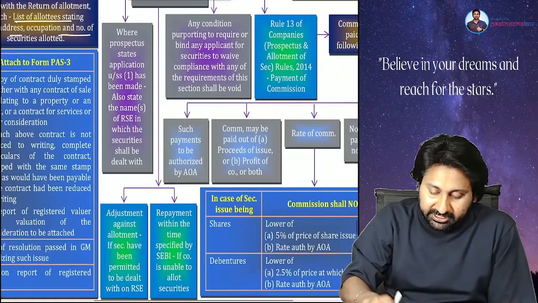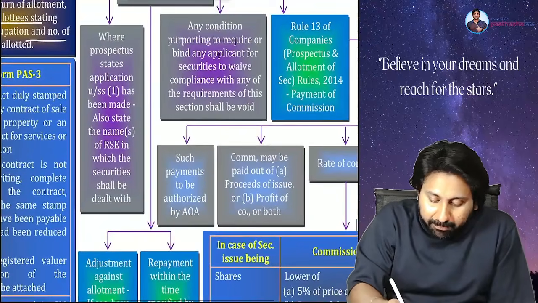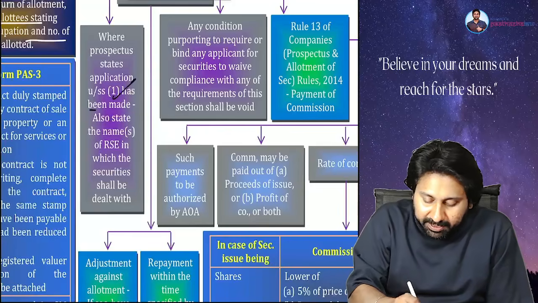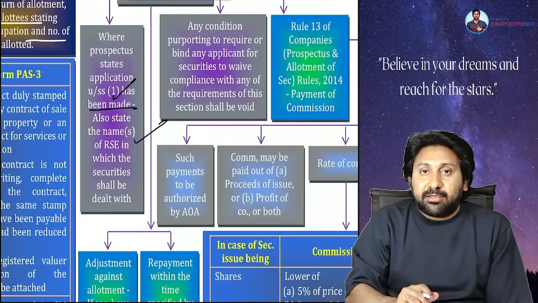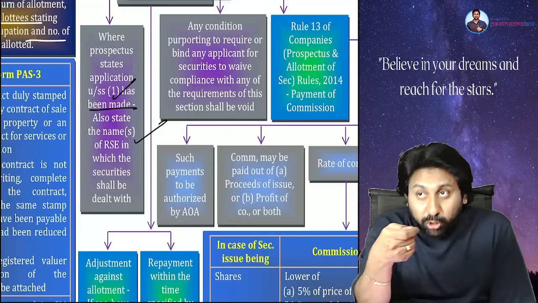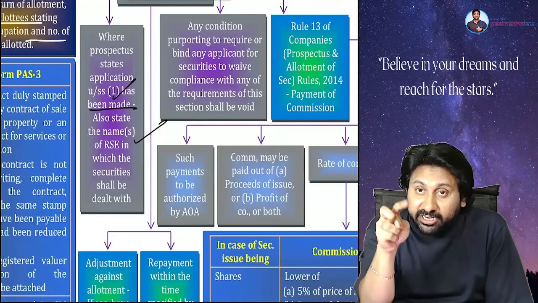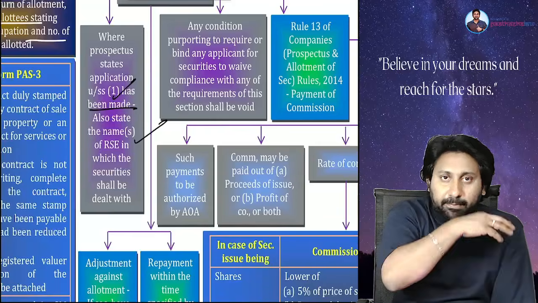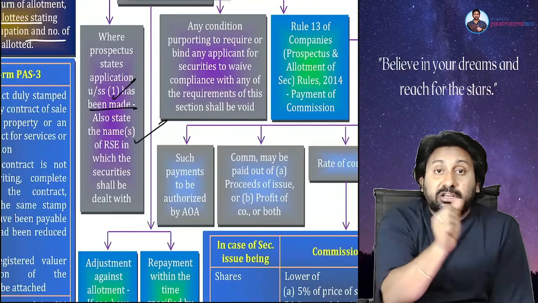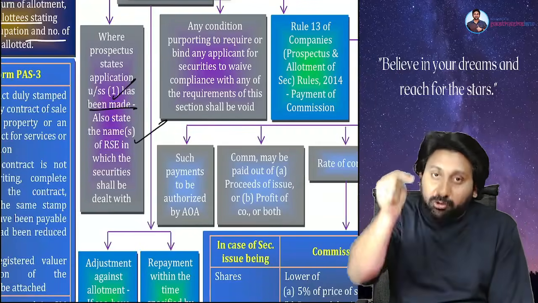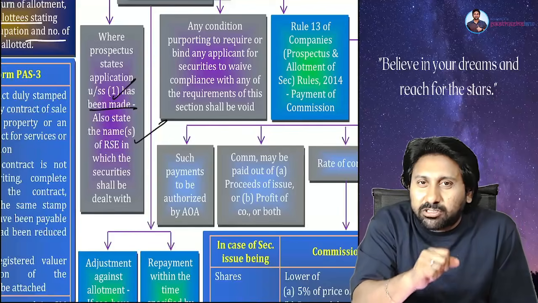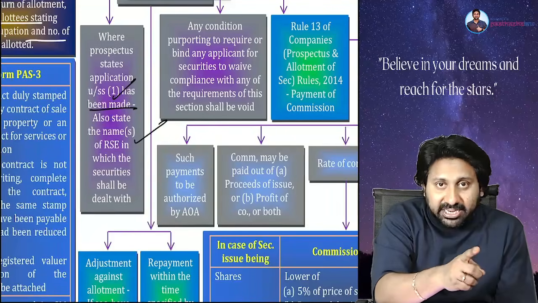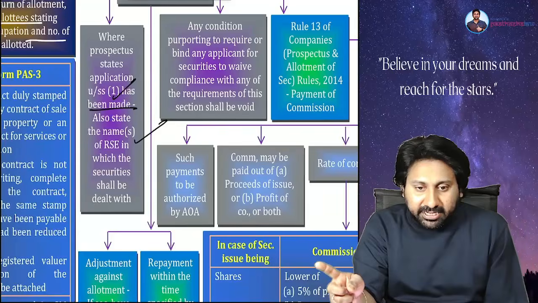Okay, next. Where the prospectus states that an application under subsection 1 has been made, state the name of the RSE. Means whenever you are issuing the prospectus, in that prospectus you should clearly mention, once the public issue is successful, in which stock exchange your shares are going to be sold. You have to write that in the prospectus. From this, what is the moral of the story? Listing agreement should be entered with the stock exchanges even before issue of the prospectus.